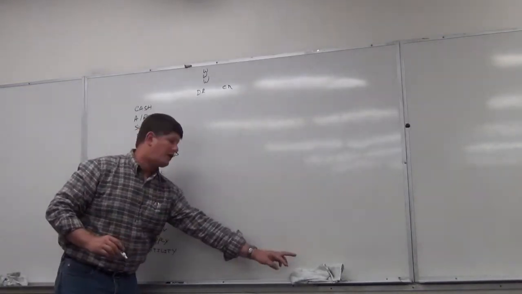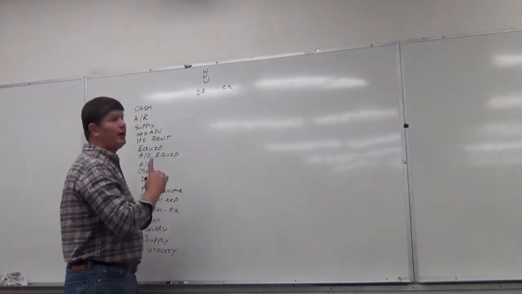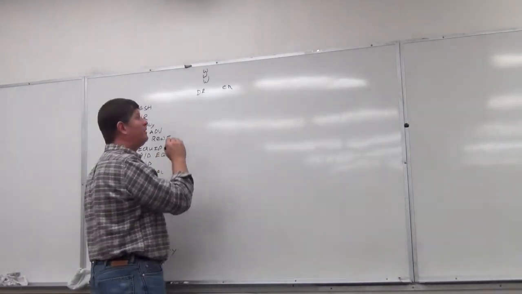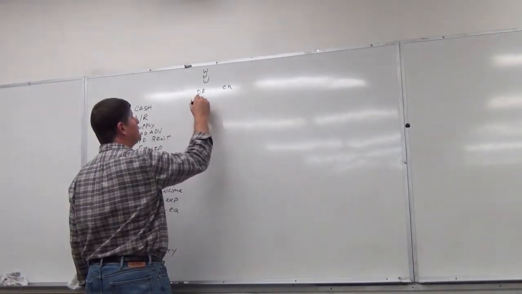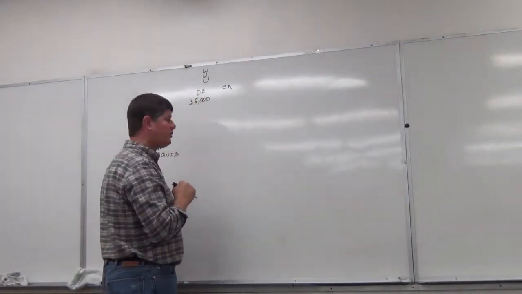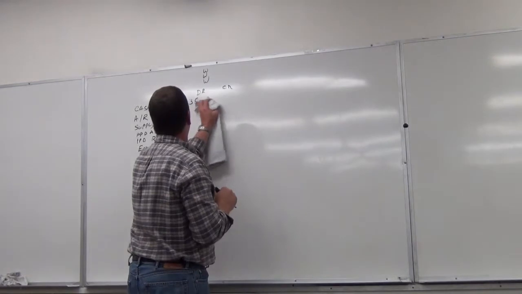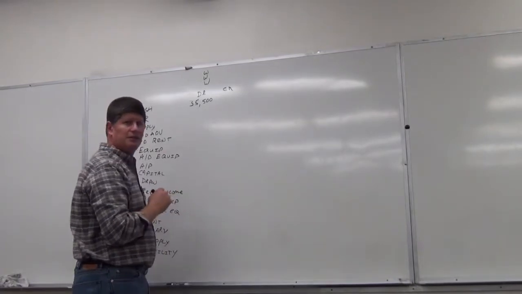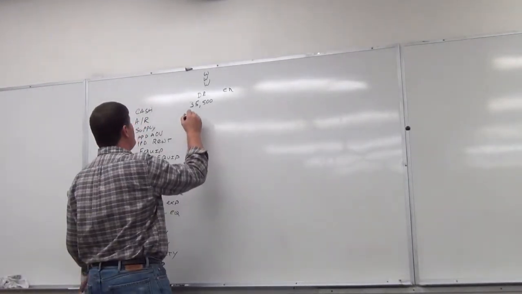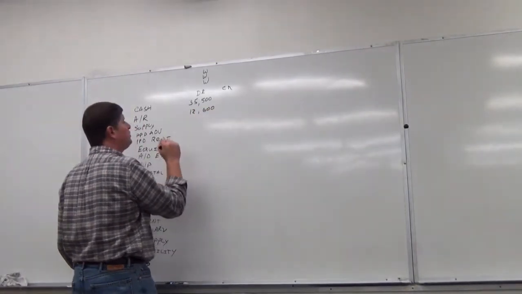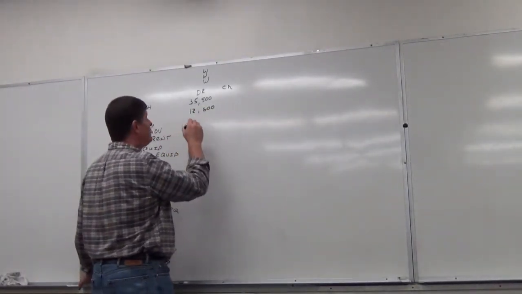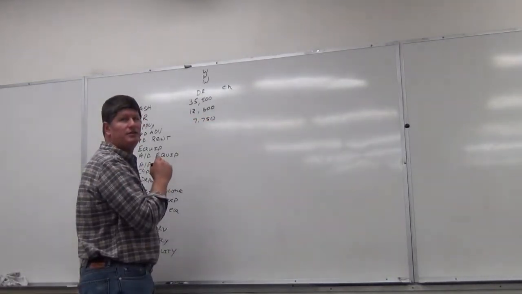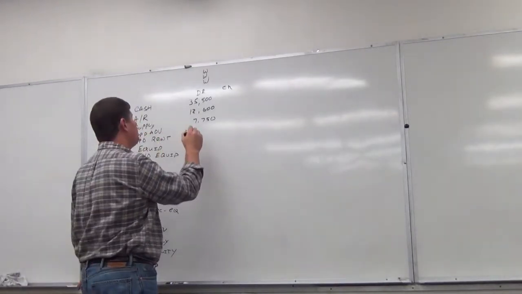Thank you. Okay, balances. How much cash do I have? 35. Debit or credit? Debit. Let's hope it's a debit, right? 35,500. Okay, how much accounts receivable do we have? 12,600 debit. Supplies? 7,750 debit. Prepaid advertising? 8,400.